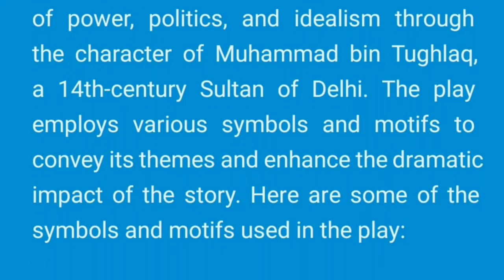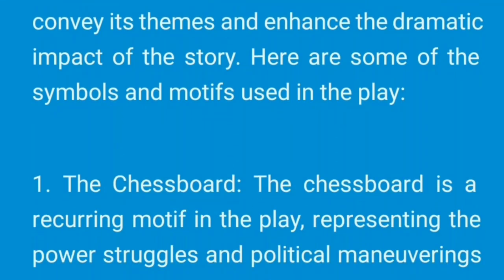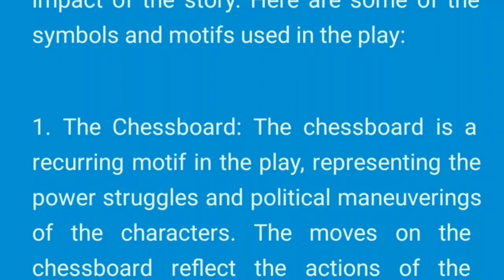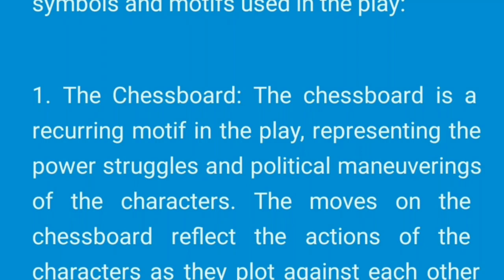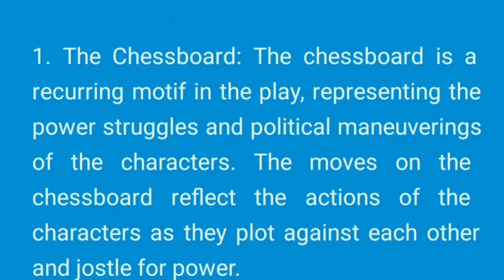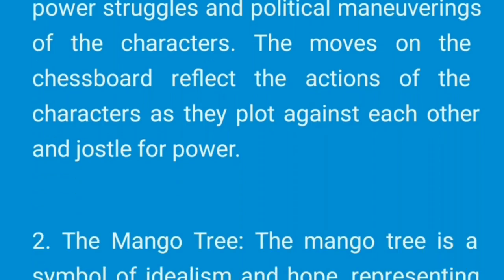Here are some of the symbols and motifs used in the play. Number 1, the chessboard. The chessboard is a recurring motif in the play, representing the power struggles and political maneuverings of the characters. The moves on the chessboard reflect the actions of the characters as they plot against each other and jostle for power.